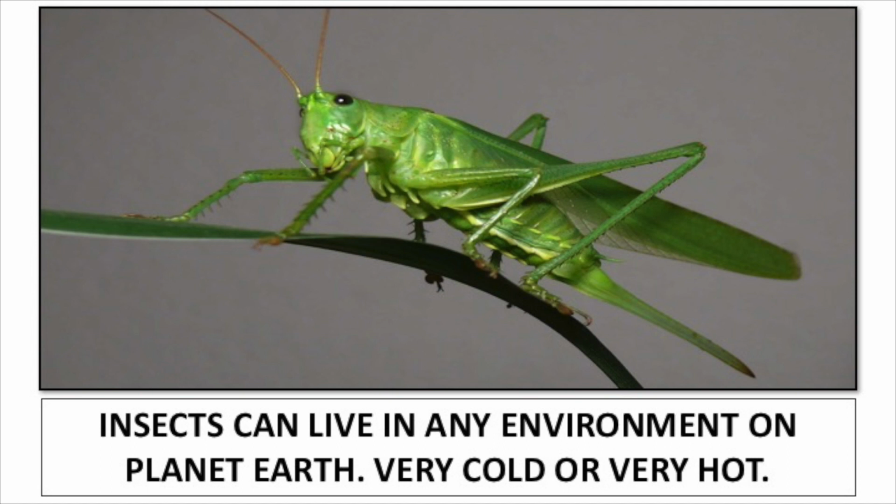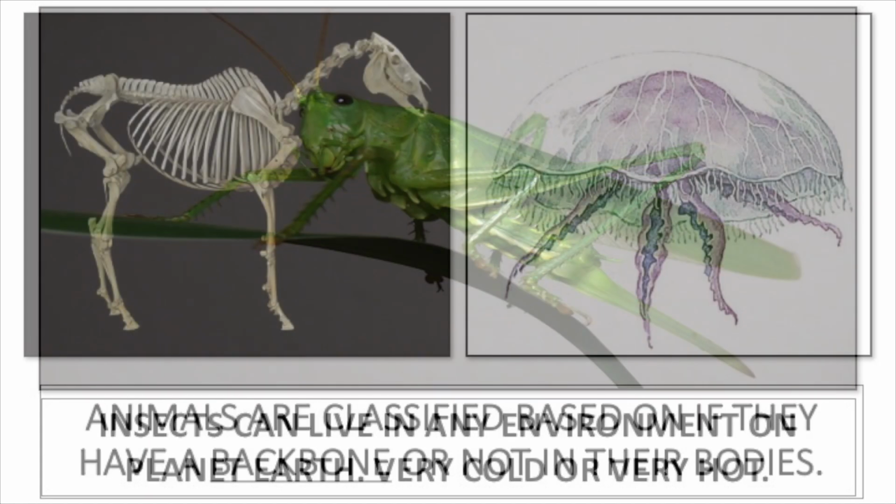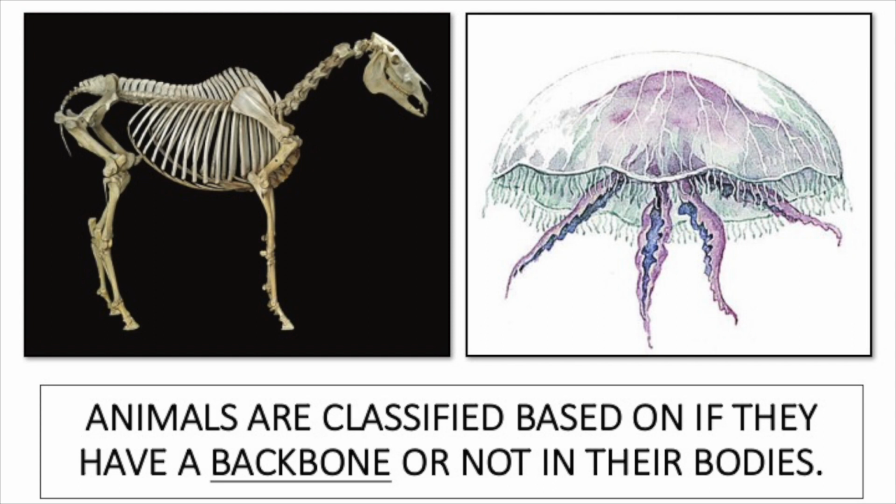Now, does anybody know what type of insect this is? I'll give you a clue. It hops on the grass. Grasshopper, well done. And then finally, we remembered that we could group animals into 2 distinct categories.